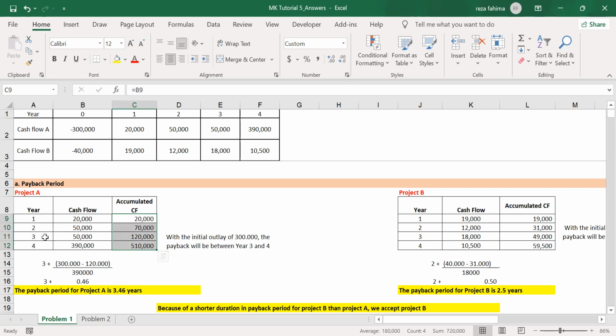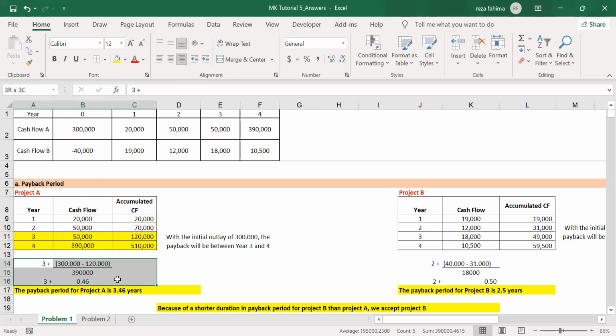And then the next step you have to do is to find where your initial outlay is, which is 300,000 for project A, and your 300,000 is actually in between the third and the fourth year, because your 300,000 is in between 120,000 and 510,000, right?